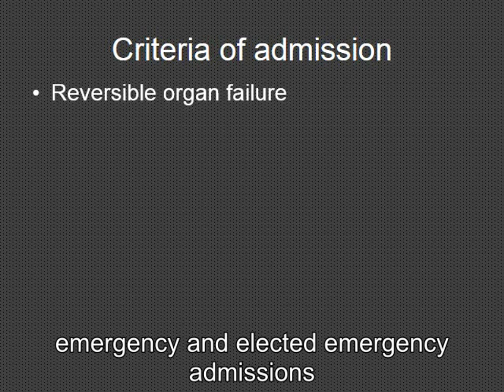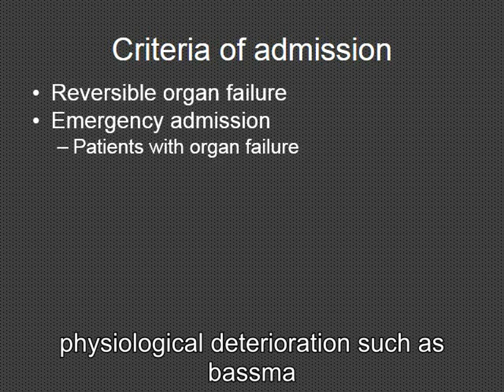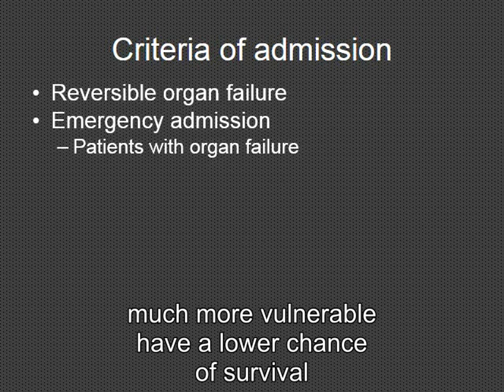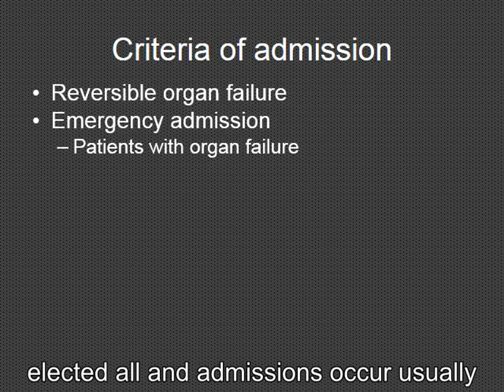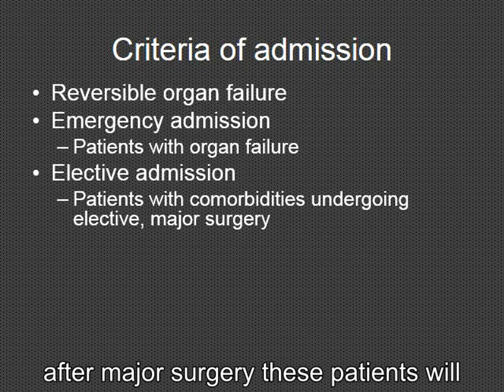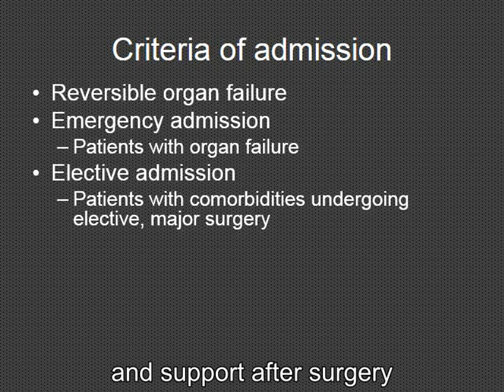There are 2 types of admission: emergency and elective. Emergency admissions, for example, after emergency surgery or after some acute physiological deteriorations such as asthma or pneumonia. These patients are often sicker, much more vulnerable and have a lower chance of survival. Elective or planned admissions occur usually after major surgery. These patients will have a higher level of monitoring and support after surgery.